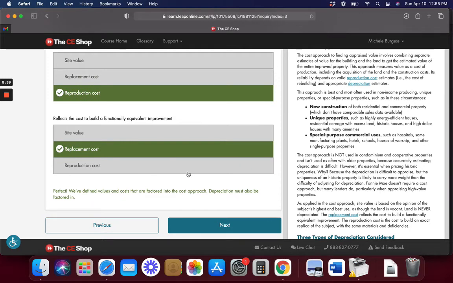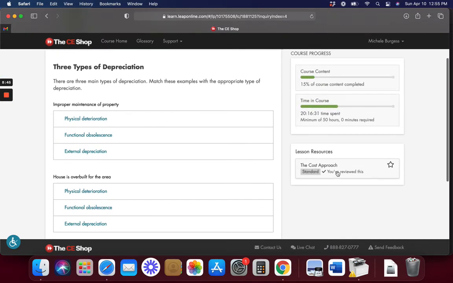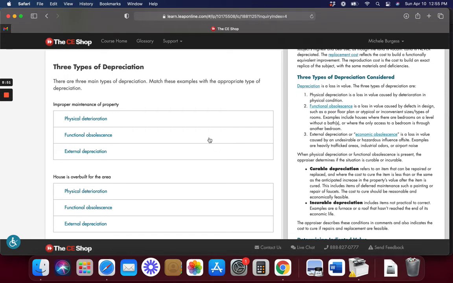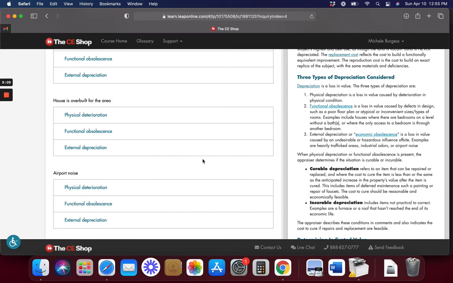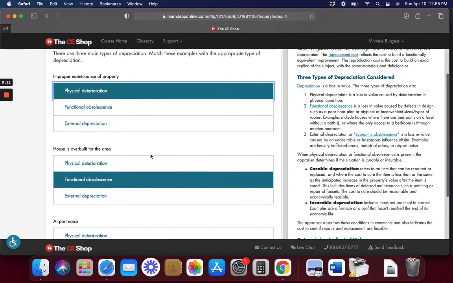All right. Depreciation must also be factored in. 3 types of depreciation. Functional, improper maintenance, house is overbuilt for the area. Airport noise would be economic, external depreciation. House is overbuilt for the area might be functional, and this is physical deterioration.